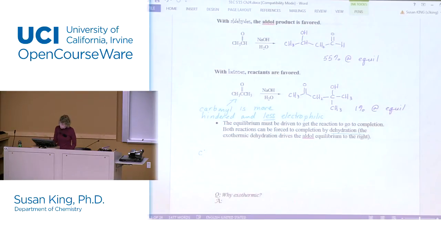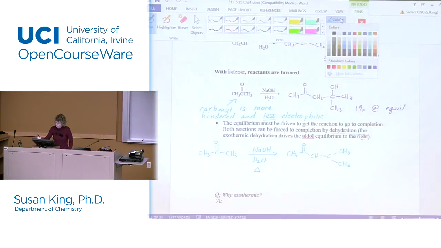And so basically if we take this same acetone and we drive the equilibrium usually by heating. Again, we're going to see some examples where we don't even have to heat. Usually you just heat that up and you're going to form the alpha-beta unsaturated carbonyl. And because this is such a stable product, that's what's going to drive the equilibrium. So we get 100% conversion.